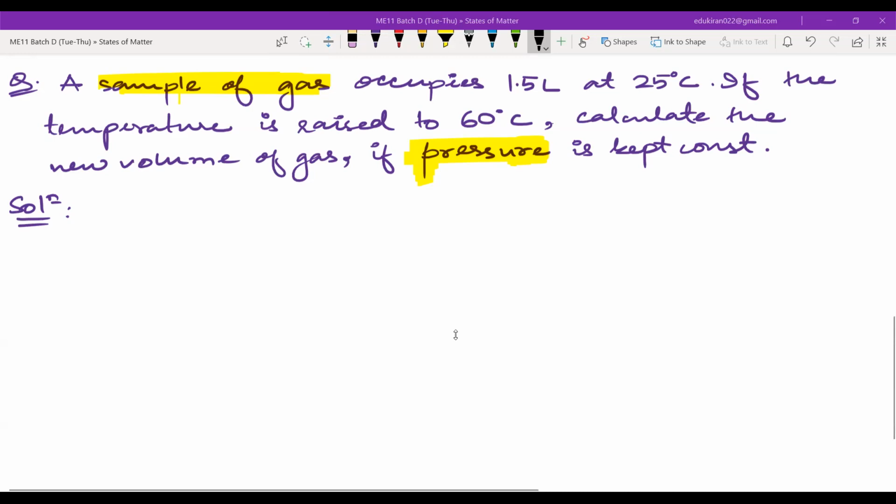What about others? Those who have written the answer 3.6. Shoaib, did you understand your mistake? Where you are going wrong, Shoaib? Let me know in chat. What about Safwan? Safwan, are you doing this question? Yes or no? Are you calculating? Okay. So which law is applied here?